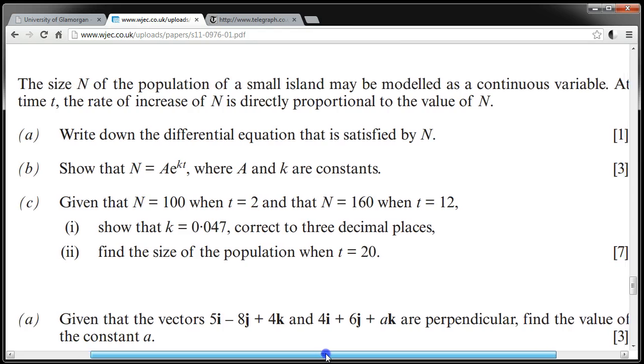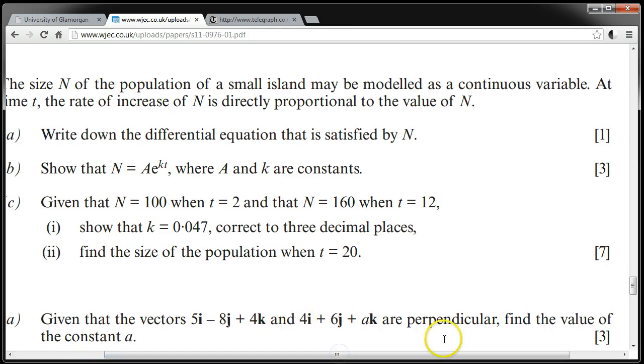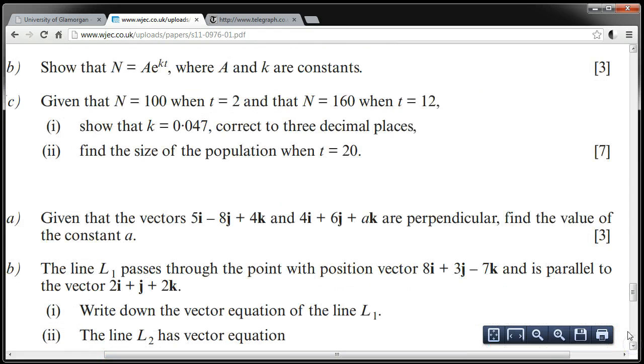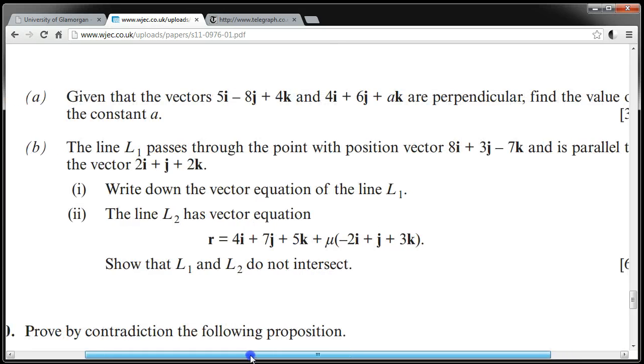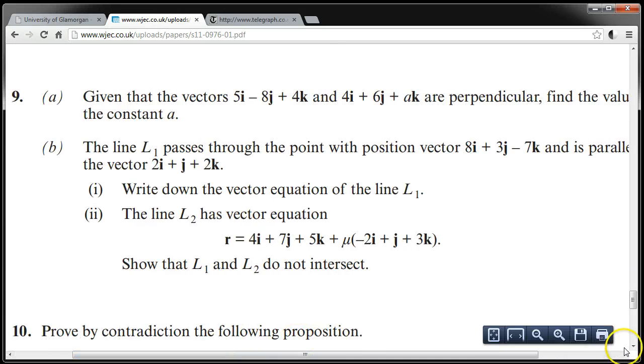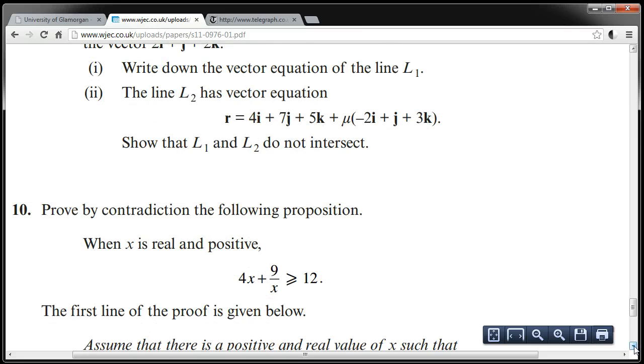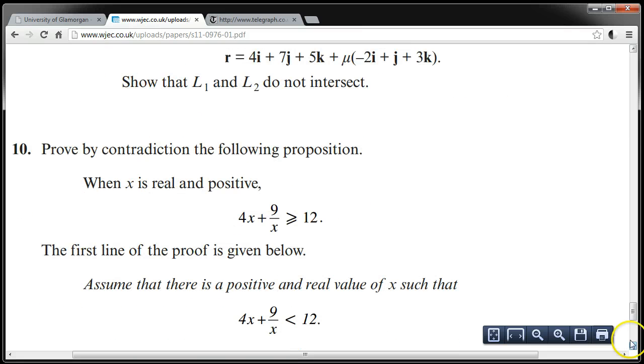Question 9. This is talking about vectors then, 2 vectors here perpendicular. So we use the dot product, and that will equal 0, and it will give the cosine of the angle. Well, they're perpendicular, so the dot product is 0, so we can work out A. Then equations of lines, 2 lines here, show they either intersect or do not intersect. And then the last question, prove by contradiction. Nice easy question at the end. So it's a nice paper, no surprises.